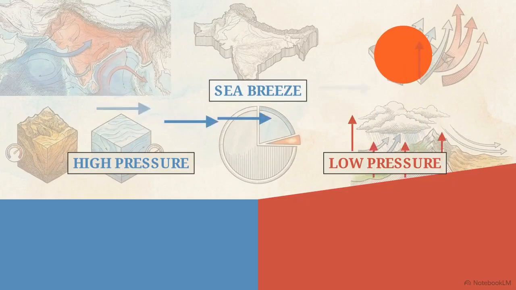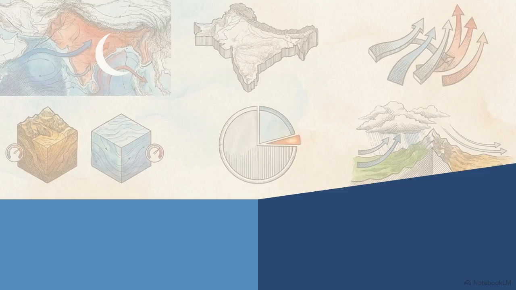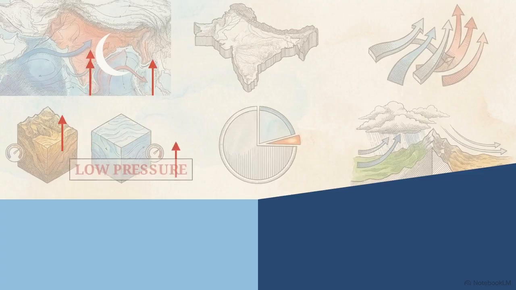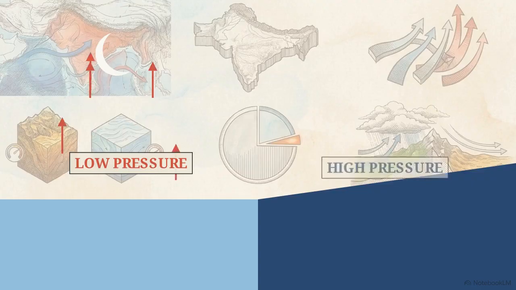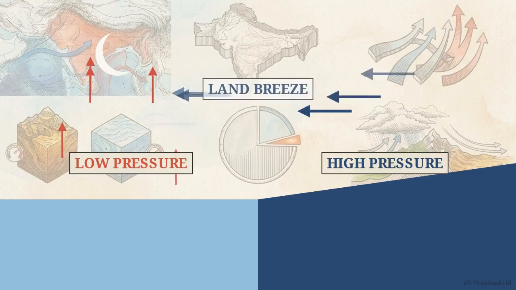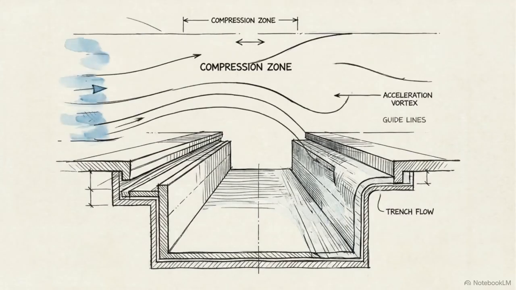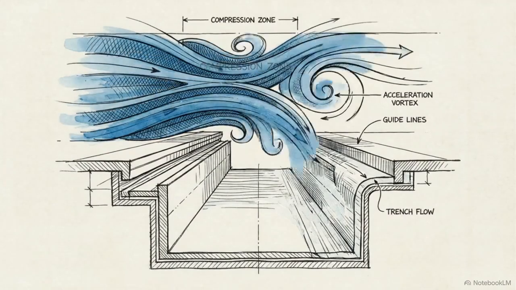At sunset, the mechanics reverse. The land radiates its heat away rapidly and cools down. The ocean, however, holds on to its stored thermal energy, remaining relatively warm. The thermal gradient has flipped, and the pressure systems follow suit. High pressure sits over the cold land, and the wind reverses direction, flowing back out to the low-pressure sea as a land breeze. Wind is fluid moving from high pressure to low pressure.